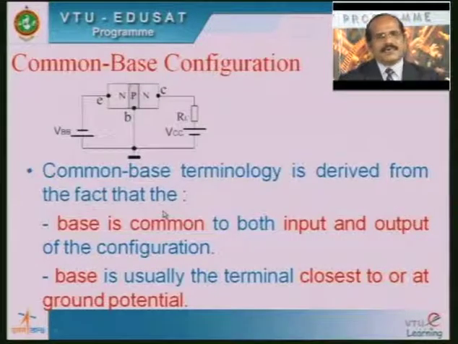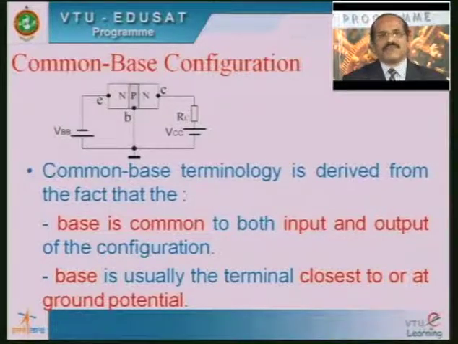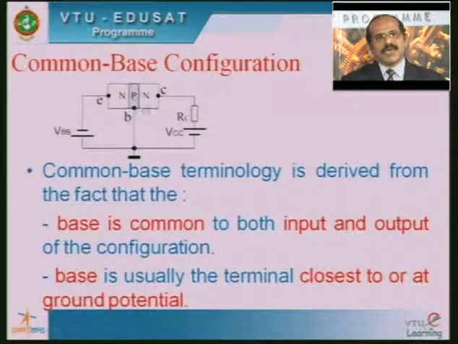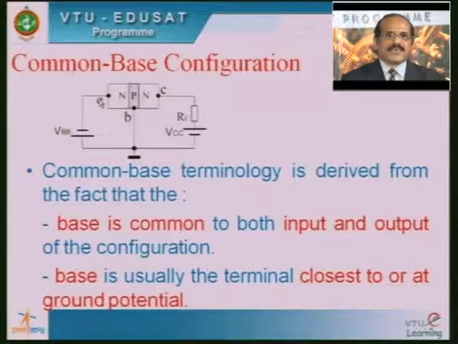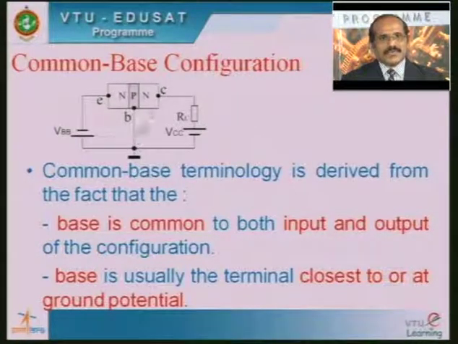Now, let us see in detail the common base configuration of the bipolar junction transistor. Here we consider an NPN transistor. The first N acts as the emitter, the middle layer acts as the base, and the extreme right N layer acts as the collector. The emitter N layer is connected to the negative terminal of VEE with reference to the base, so the emitter base junction is forward biased. The collector, the extreme right N, is connected to the positive terminal of VCC with reference to the base, so this junction is reverse biased.